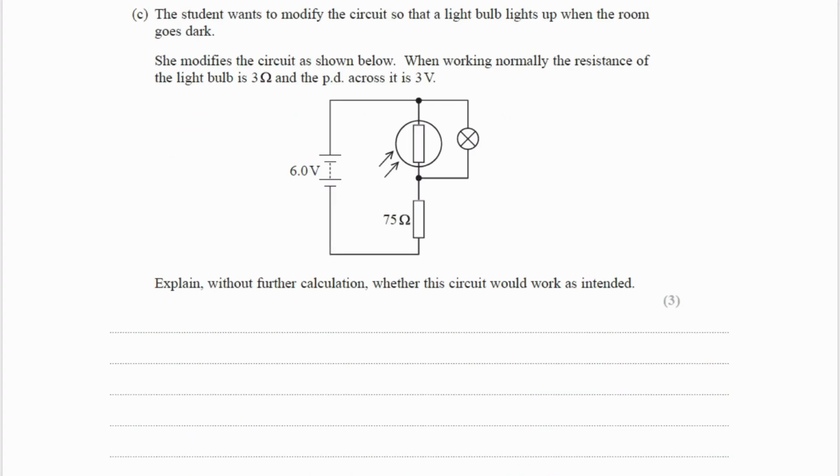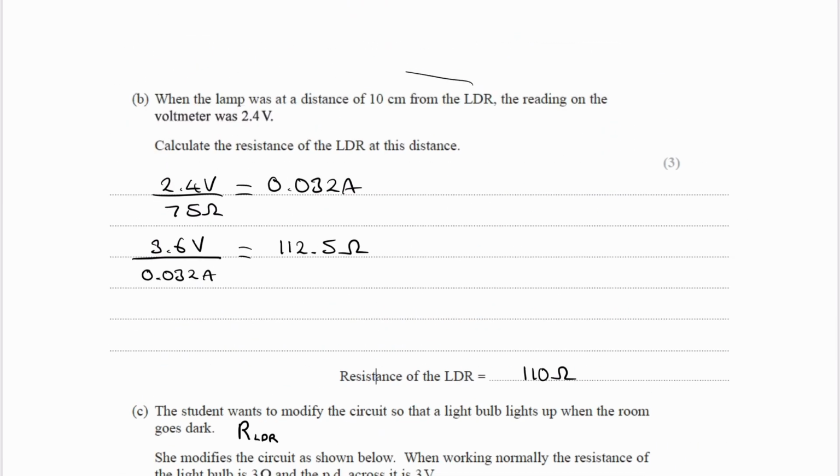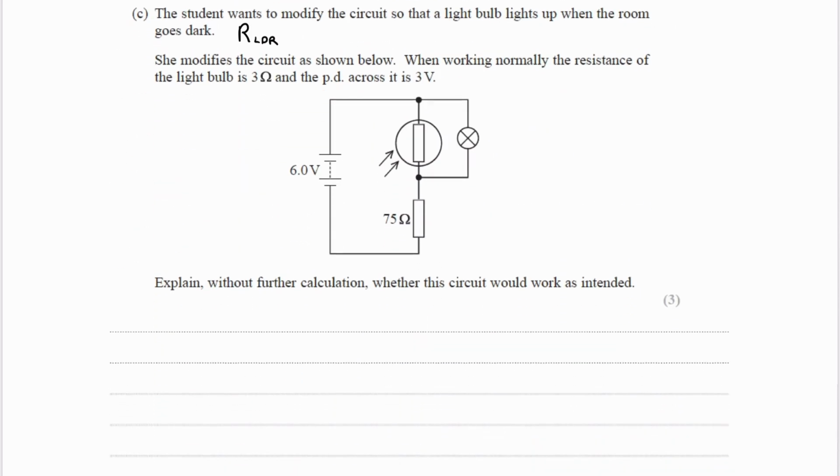So for part C, it says the student wants to modify the circuit so that the light bulb lights up when the room goes dark. So if the room goes dark, that means the resistance of the LDR will increase. We know before that a lamp was a distance of 10 centimeters away from the LDR. So if we're removing that lamp and then leaving this LDR in a dark room, the resistance will increase significantly. So it's now much bigger than what it was before. Before it was 112.5 ohms. Now the resistance of the LDR will be much larger.